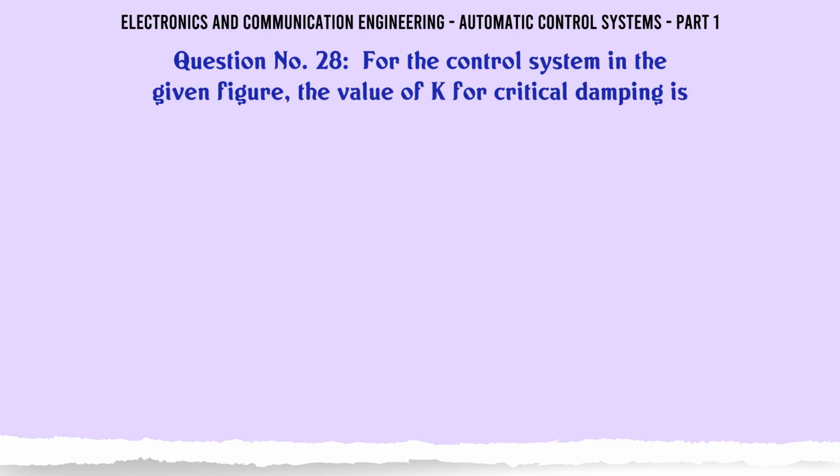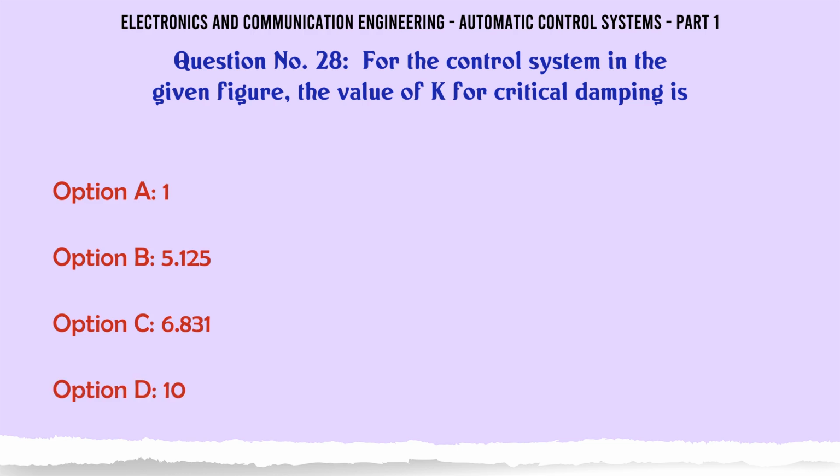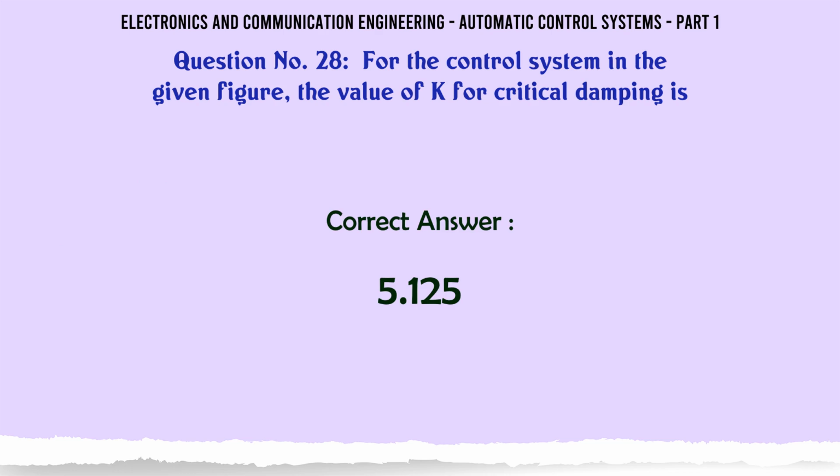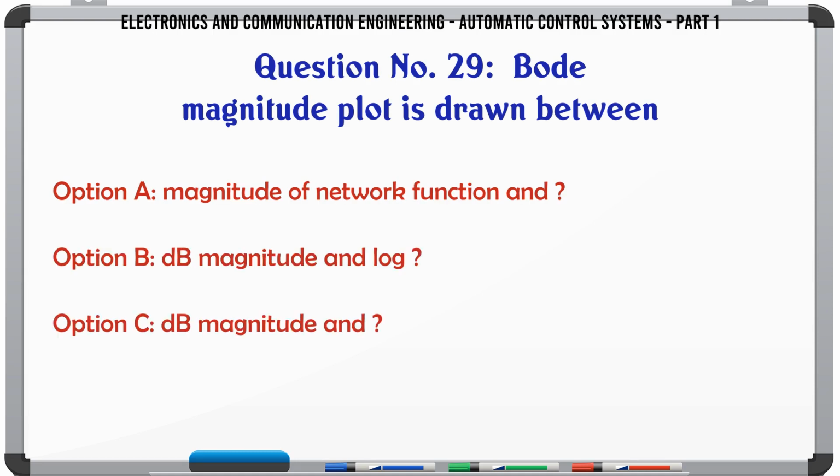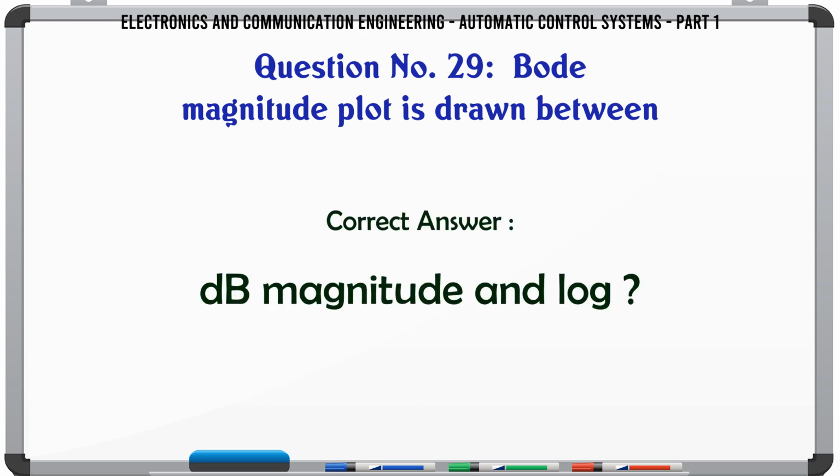For the control system in the given figure, the value of K for critical damping is: A, 1; B, 5.125; C, 6.831; D, 10. The correct answer is 5.125. Bode magnitude plot is drawn between: A, magnitude of network function and B, dB magnitude and log; C, dB magnitude and D, log E magnitude and log. The correct answer is dB magnitude and log.